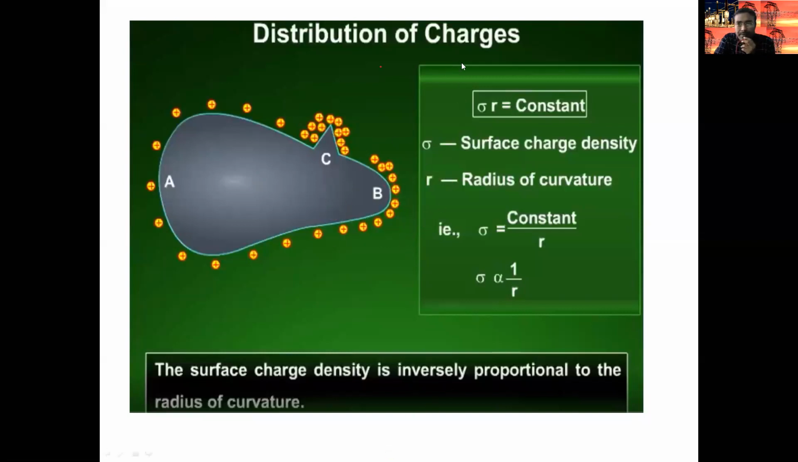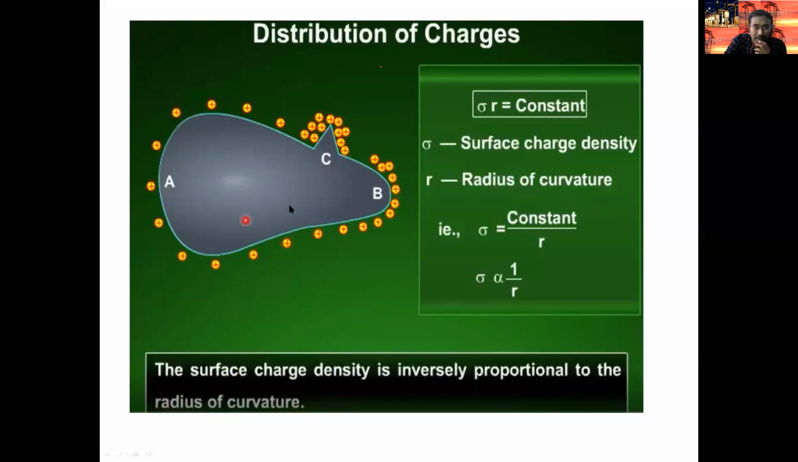Try to consider here: sigma R is equal to a constant. Sigma is called the surface charge density, and R is called the radius of curvature. Sigma is equal to constant by R, so sigma is inversely proportional to R. From this relation we can say that the surface charge density is inversely proportional to the radius of curvature.